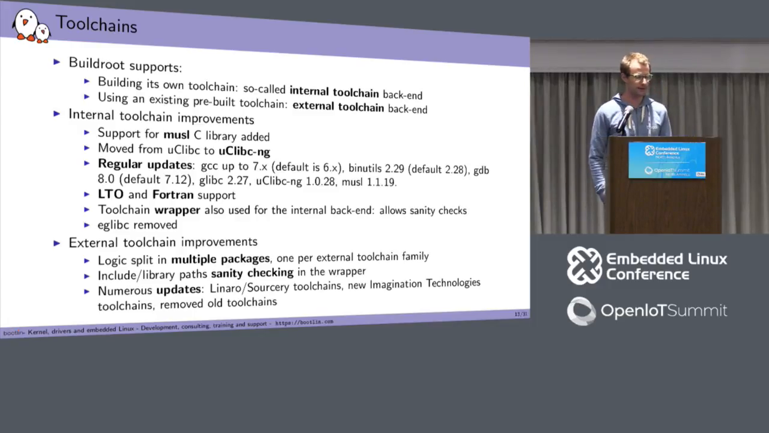On the external toolchain side, we've done a little bit of internal reorganization in the way external toolchains are added. It used to be one big single package handling all of the external toolchain stuff, which was pretty difficult to maintain. So we split that into individual packages per external toolchain family. You have one package for the Linaro toolchain, one package for another external toolchain, and so on. We've got maybe 10 or 12 external toolchain packages, so it's a little bit easier to maintain. We've improved the wrapper with this include and library path checking, which is also used for the internal toolchain. And just like internal toolchains, we've updated to newer versions of the toolchains that were available.